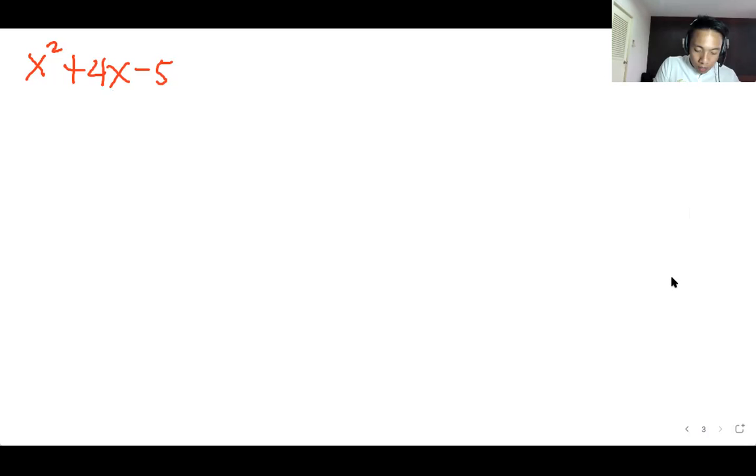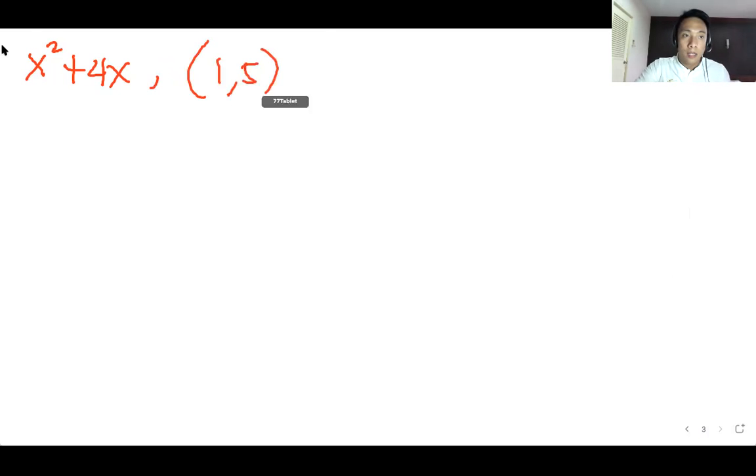So we have x squared plus 4x. Hindi kasama si negative 5 kasi part na siya ng point. And we have the point which is 1 and 5. Okay? So 1 and 5.